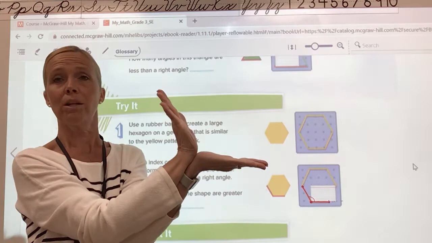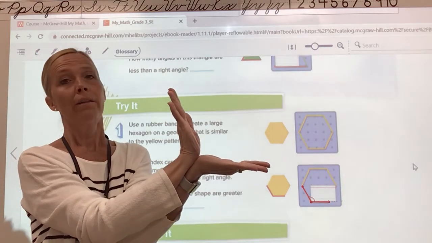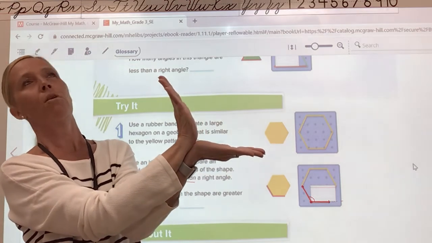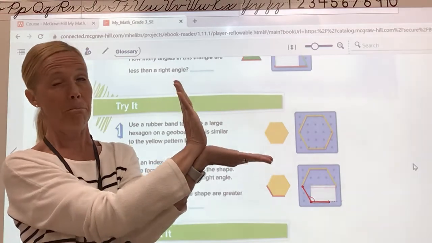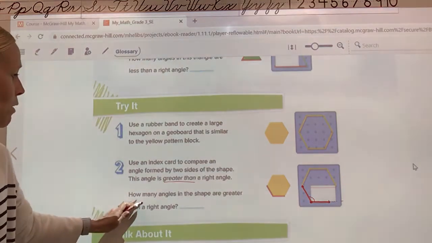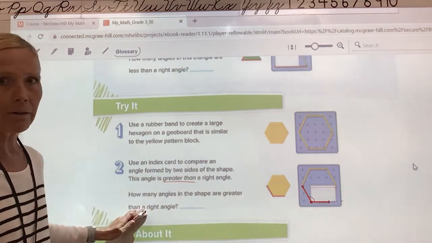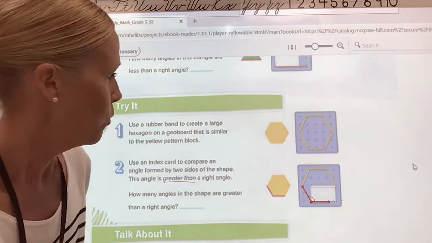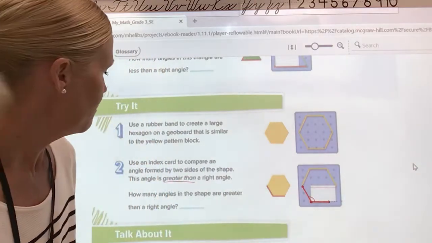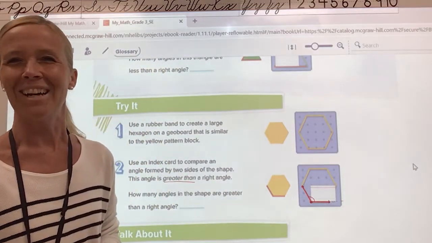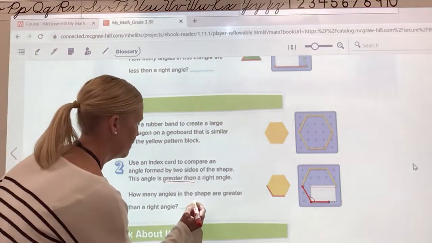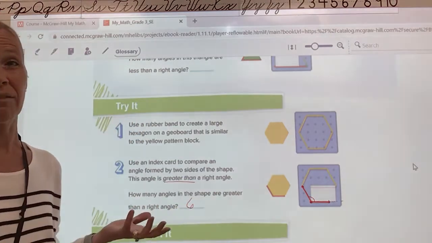So when it's like this, we know that the angle is greater than a right angle because it wasn't here, it was way open like that. So it's bigger than a right angle, it's greater than a right angle. So on this question it says, how many angles in this shape are greater than a right angle? And no matter where I would put my card on any of the vertices there, they are all going to be greater than a right angle. So we have 6 of them.